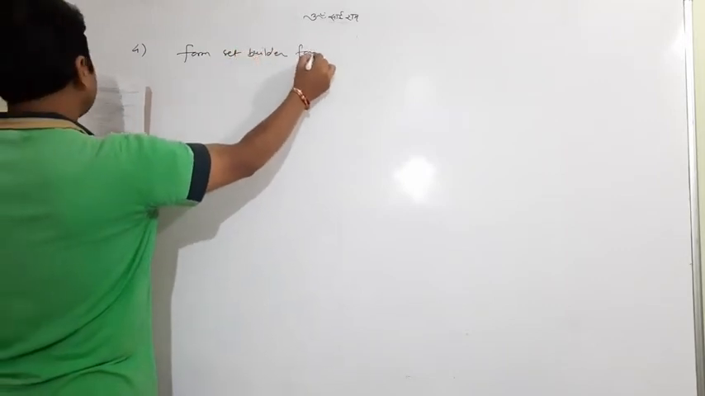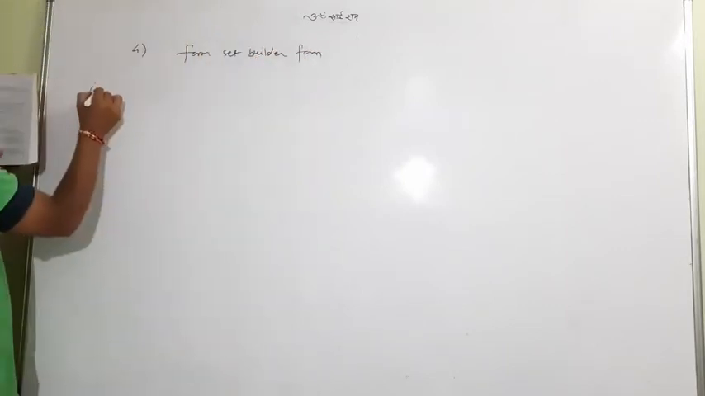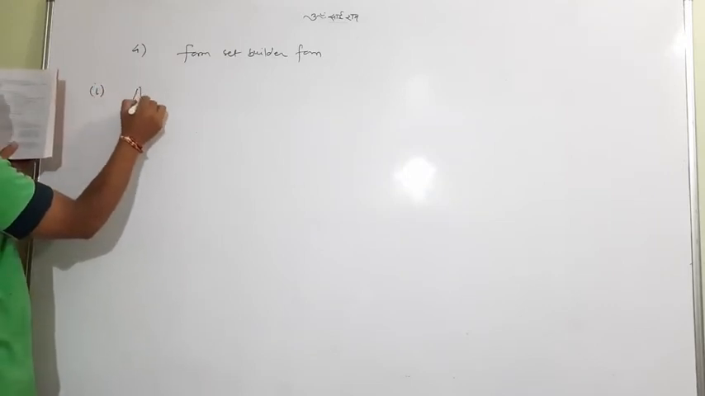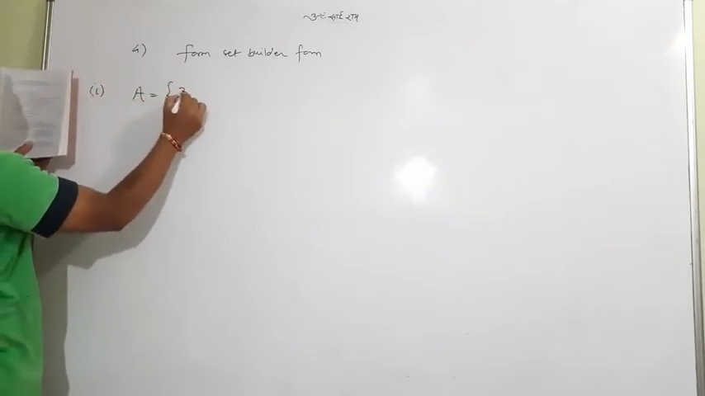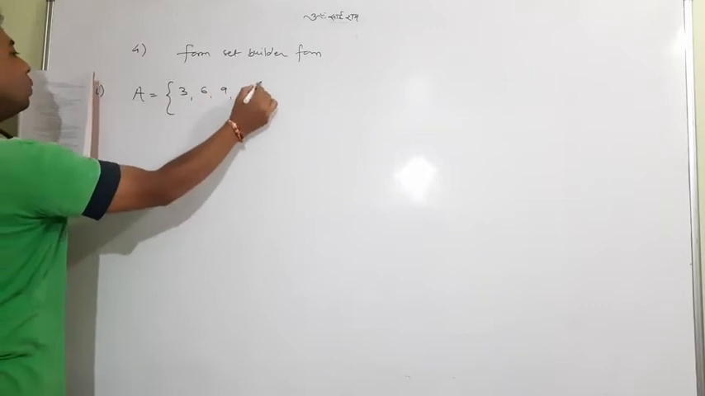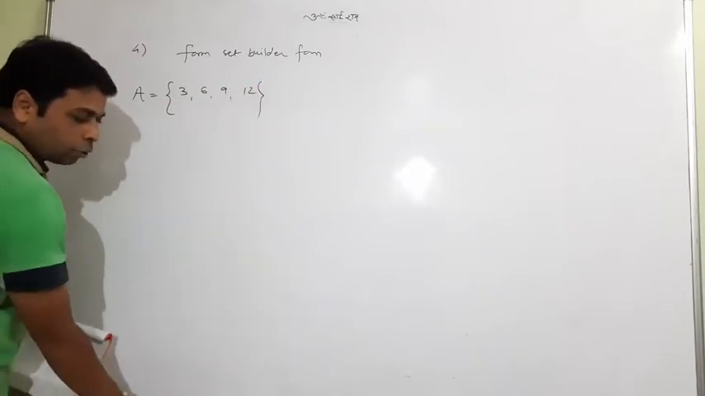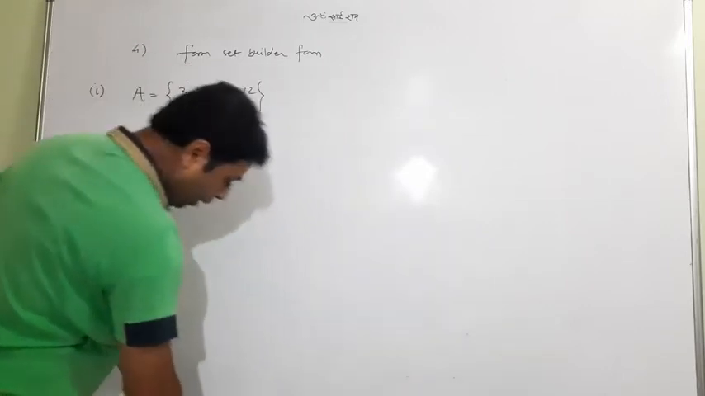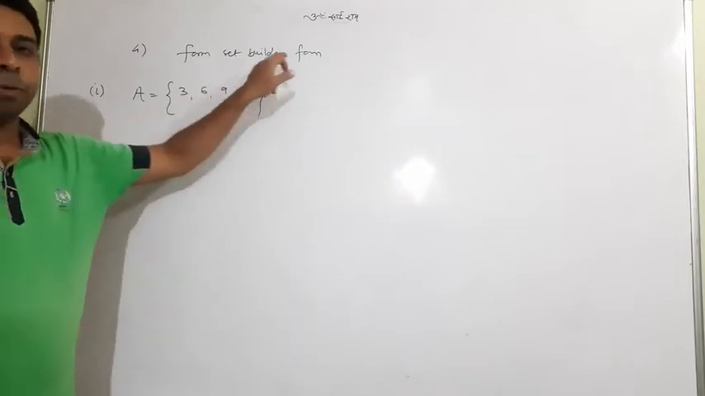Set-builder form. So see quickly, first I am telling you. Now suppose it is A. Suppose it is A, and this is 3, 6, 9 and 12. Only this, this is till 12. Now we want to make its set-builder form.